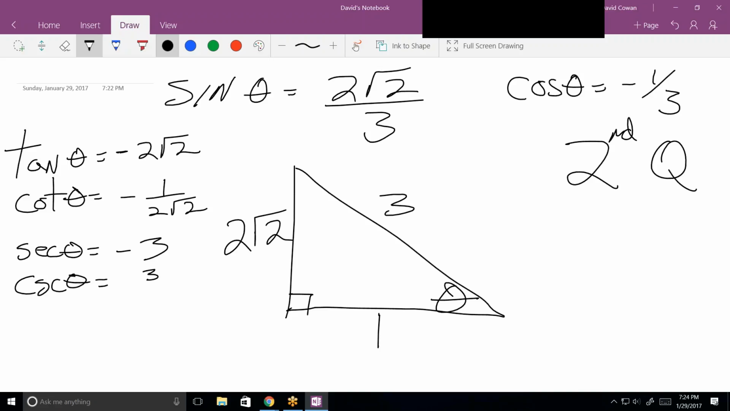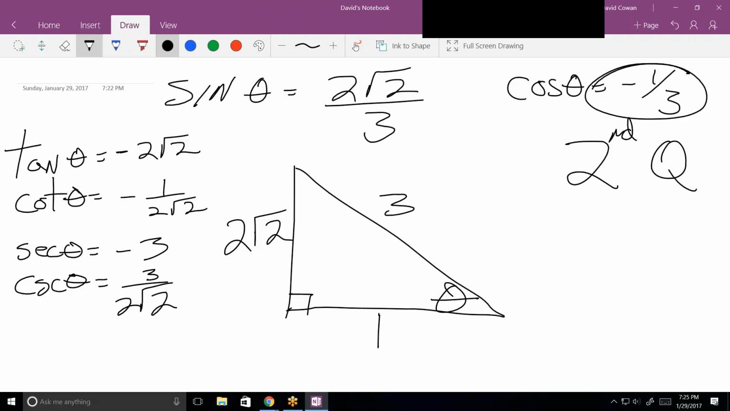3 over 2 root 2. All right. Again, they gave you the cosine of theta, which makes the problem easier. I don't really like that. I'd rather they make you go through and solve this triangle. The only reason I think that's true is because so frequently that's what you have to do.